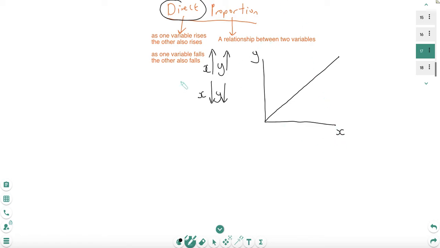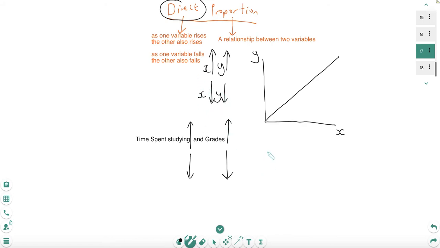Let me give you an example of two variables which are directly proportional to each other. How about this? Time spent studying and grades. There is usually a directly proportional relationship between time spent studying and grades. The more time you spend studying, the higher your grades will probably be, okay? And on the flip side, the less time you spend studying, the lower your grades will probably be, okay? So hint, hint, guys, study.